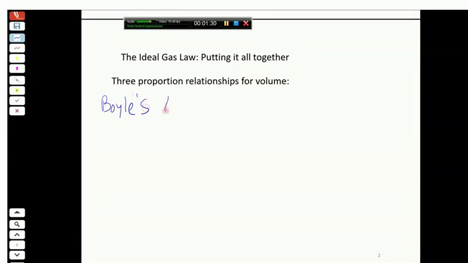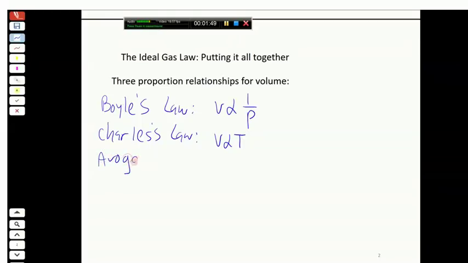So we have Boyle's law, which is that the volume was inversely proportional to pressure. We had Charles's law, which was the relationship between volume and temperature, which are directly related. And then Avogadro's, which is the relationship between volume and number of moles, also directly related to each other. So volume is proportional to all three of these things. It's proportional to 1 over the pressure, to the temperature, and to the number of moles.